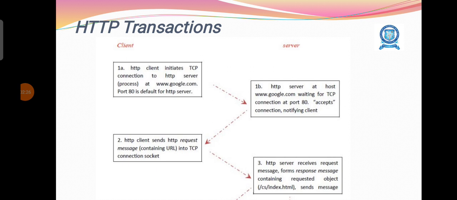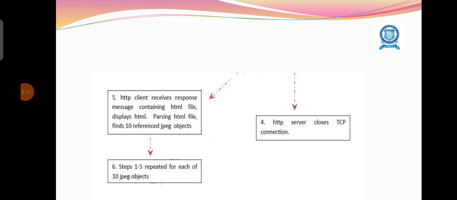Then the server receives the request message and constructs the response message containing the requested objects and sends the message to the client. The client receives the response message containing the HTML file and displays it. Then after the communication, the HTTP server closes the TCP connection and also the client closes the TCP connection.